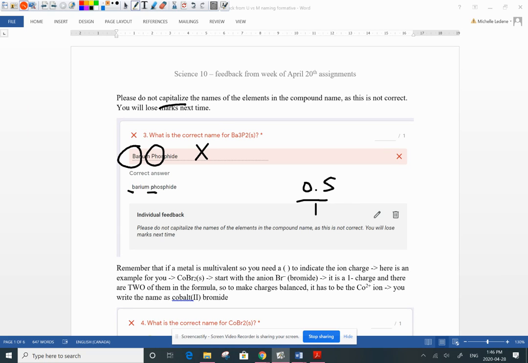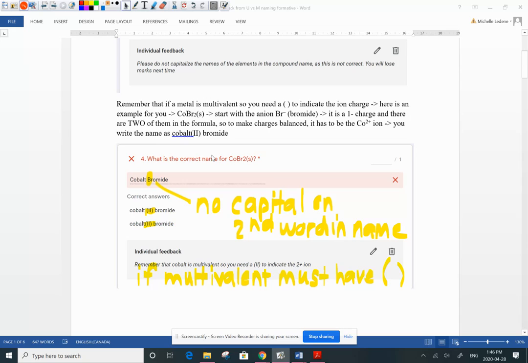Okay? So another thing, this was one of the big themes last week, was is it a univalent or is it a multivalent metal? And so if it is a multivalent metal, its name requires that you have a bracket with a Roman numeral showing you the ion charge inside of the bracket. So here's an example for you guys, CoBr2 solid, and you have to come up with the name. So here's what you do.